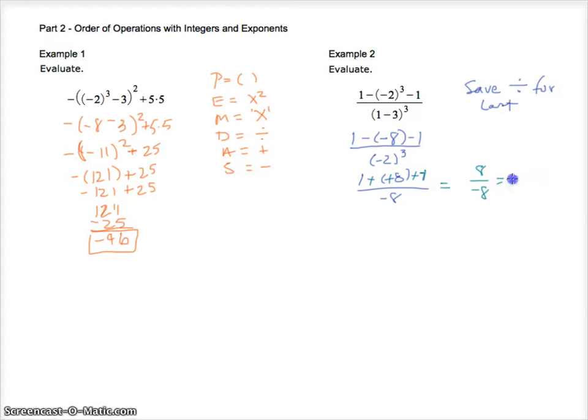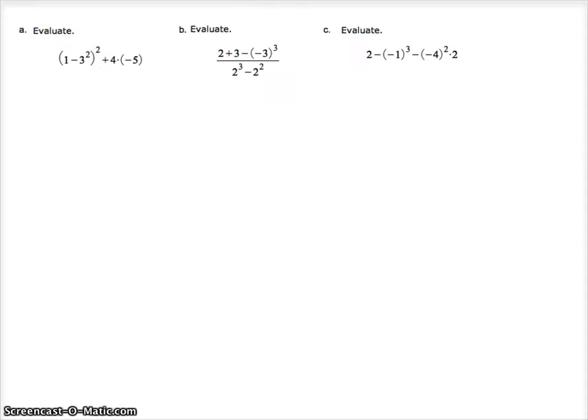8 divided by negative 8 is negative 1. So just follow your order of operations and you'll be golden. Let's look at a couple more examples. We're going to try A together, and I'll let you guys do B and C on your own.